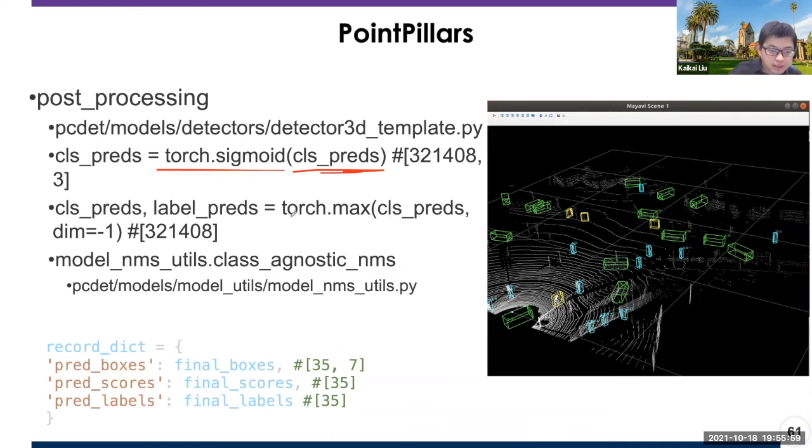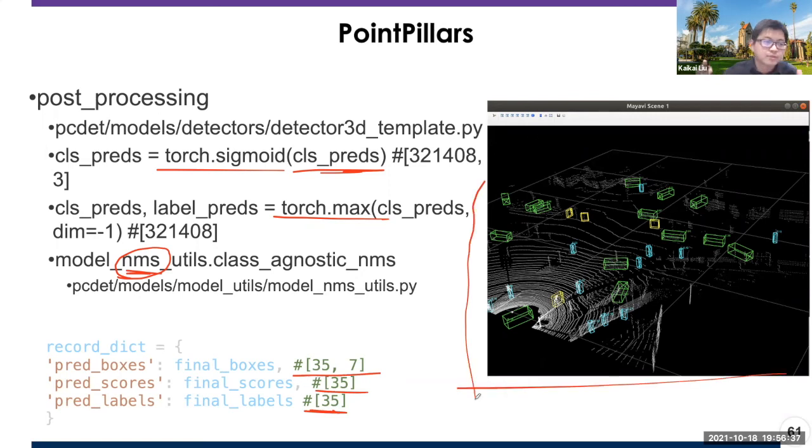Then they also apply a max operation to get the classes. Finally, they go through non-maximal suppression to remove duplicates and do some filtering, because it's a one-stage detector. Non-maximal suppression is very important, because there are lots of duplicate bounding boxes. After filtering, this is the final output: 35 by 7 for predicted boxes, 35 for scores, and 35 for the labels. If you do visualization, this is all the bounding box output. So this is the whole process.